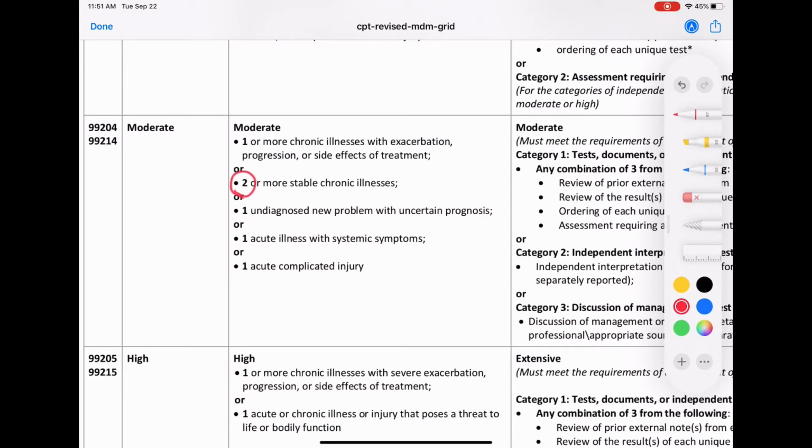And your stables are your diabetes right now and your hyperlipidemia. Sorry, my handwriting's messy. Then, did they have an undiagnosed new problem? No. Did they have an acute illness with systemic symptoms? No. Did they have an acute complicated injury? No. But they did have 1 chronic illness with an exacerbation. That was the hypertension because they had elevated BP. So that's what we have there.